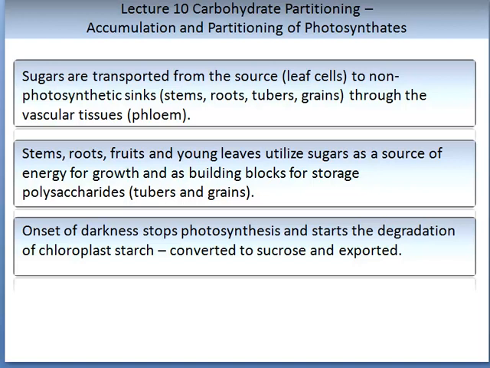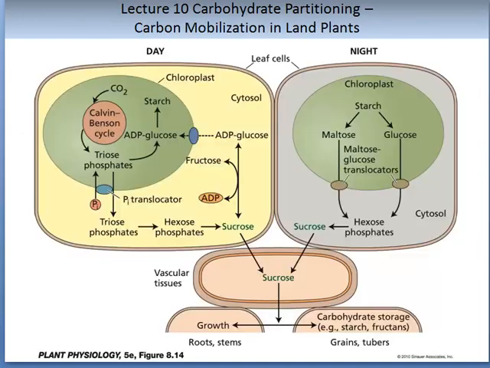Stems, roots, fruits and young leaves utilize sugar as a source of energy for growth and as a building block for storage polysaccharides. Polysaccharides mean many sugars. The onset of darkness stops photosynthesis in C3 and C4 plants and starts the degradation of chloroplast starch, that is, conversion to sucrose, and once it is converted to sucrose, it can be exported.